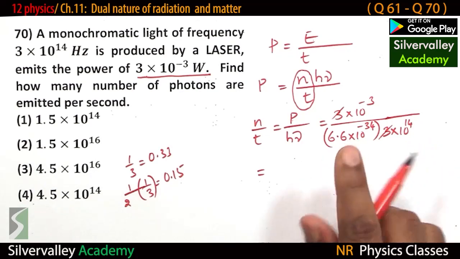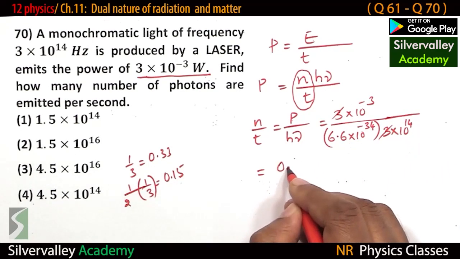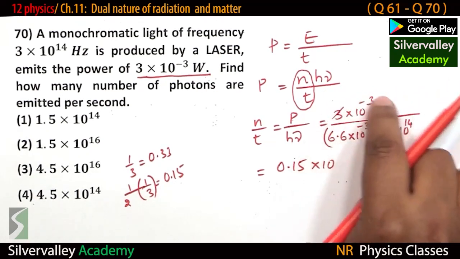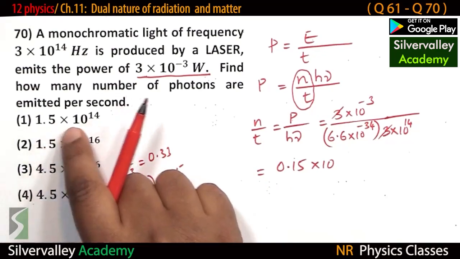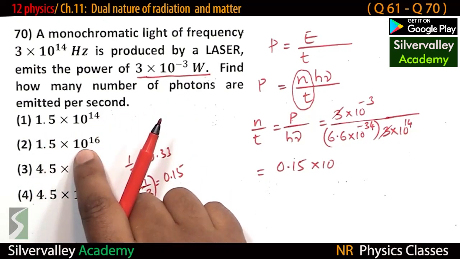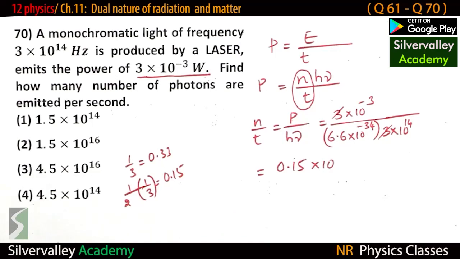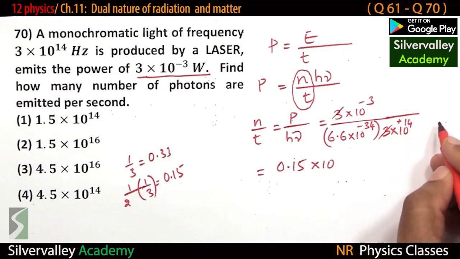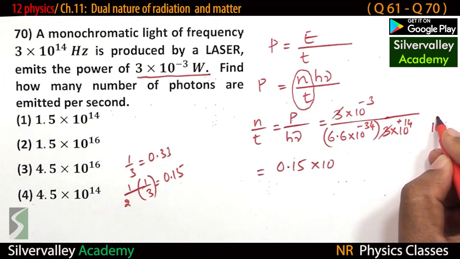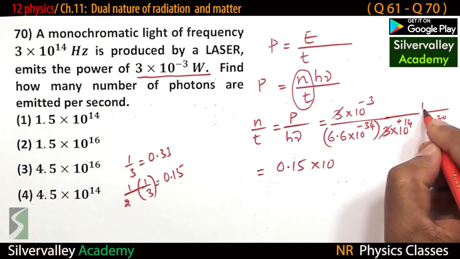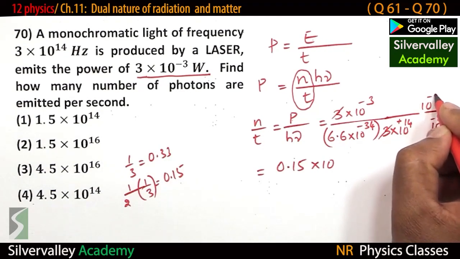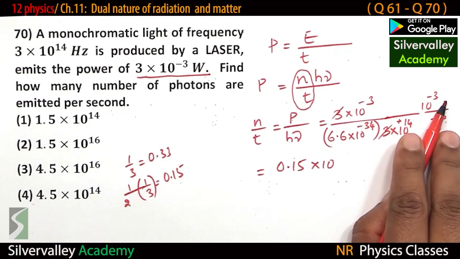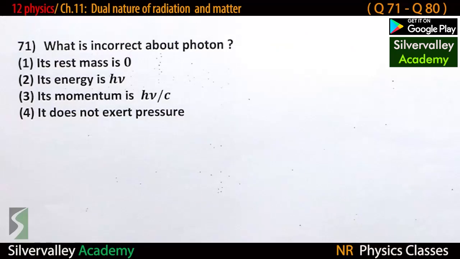So 1 by 6.6 is about 0.15 × 10 power. Simplify all these numbers, because one is with 10^14, the other is with 10^16. Minus 34 plus 14 is 10^-20. Numerator is 10^-3. This is minus 20. Minus 20 goes to the numerator, so plus 20. 20 minus 3 is 17.